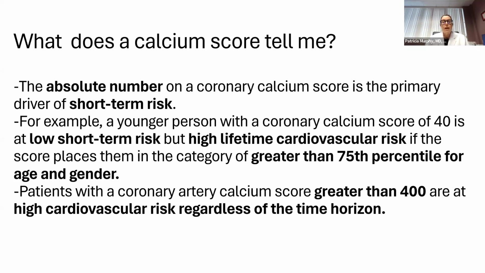The importance of the score itself is that in a younger person, for example, with a coronary calcium score of 40, 40 is less than 100, so there is a relatively low short-term risk of having an event, but it's a higher lifetime risk if the score places them in the category of greater than 75th percentile for age and gender. So there's the absolute number, less than 100 we see here, but if you're greater than 75th percentile, you're talking about lifetime risk, and that's where the intervention is targeted. Patients who have a coronary artery calcium score greater than 400 are at higher risk, regardless of the time horizon. They've got a higher short-term risk of having a cardiac event and a higher lifetime risk as well. And the degree of aggression for treatment, with shared decision-making with the patient, of course, is greater if you have a higher score.